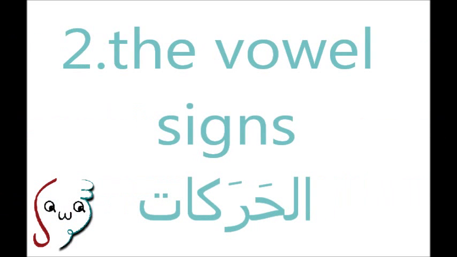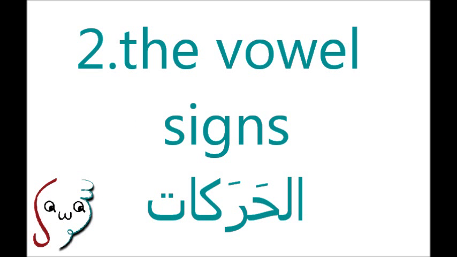Then we move to the third letter, where we can see it has the same shape but has 2 dots on top of the shape. And then the fourth letter, which is Tha, has 3 dots but the same shape. So letters can differentiate by having a dot or not having a dot, or by the position of the dot or the number of dots. Okay, now we move to the next point, which is the vowel signs.